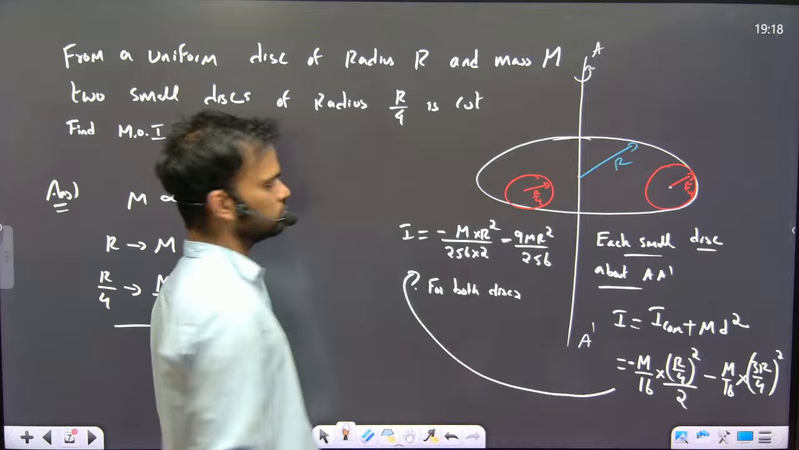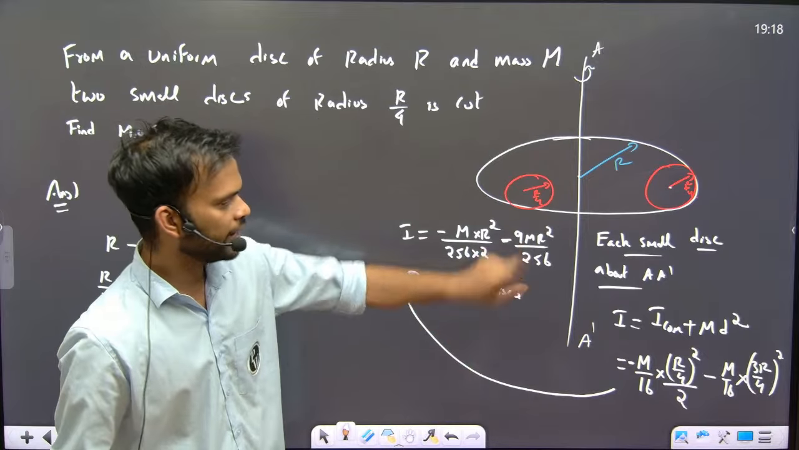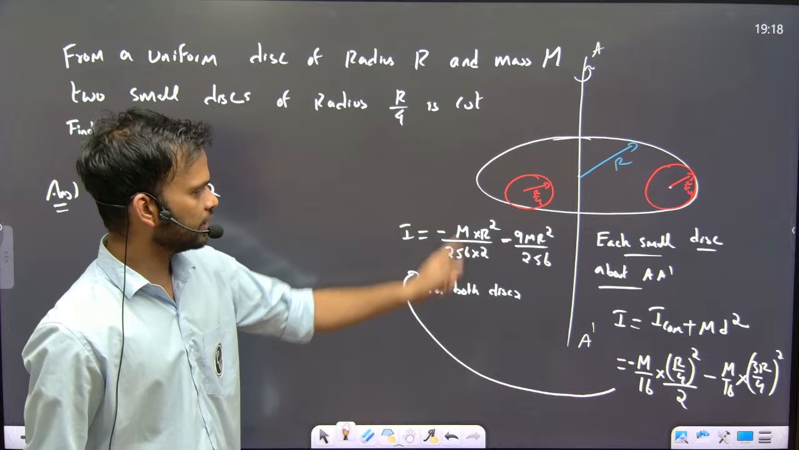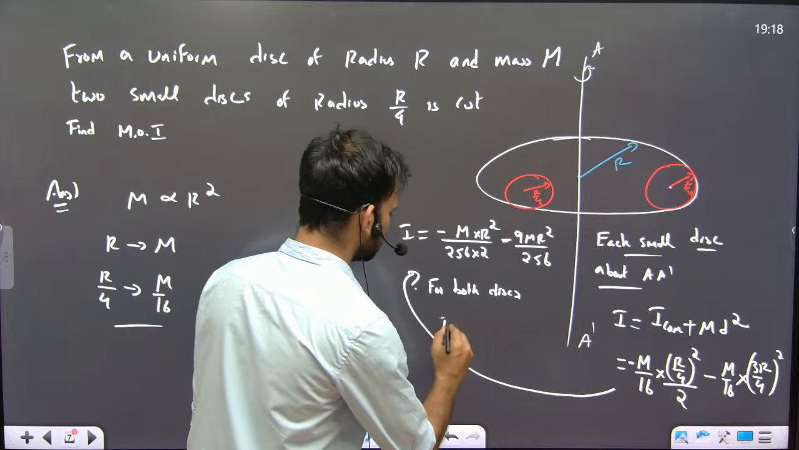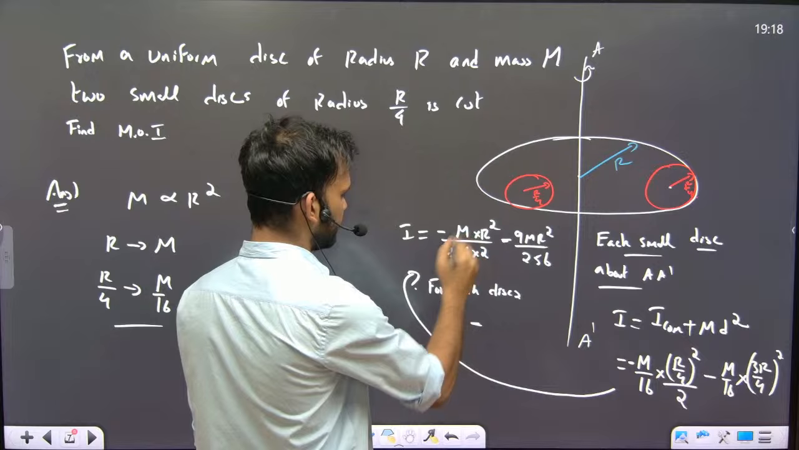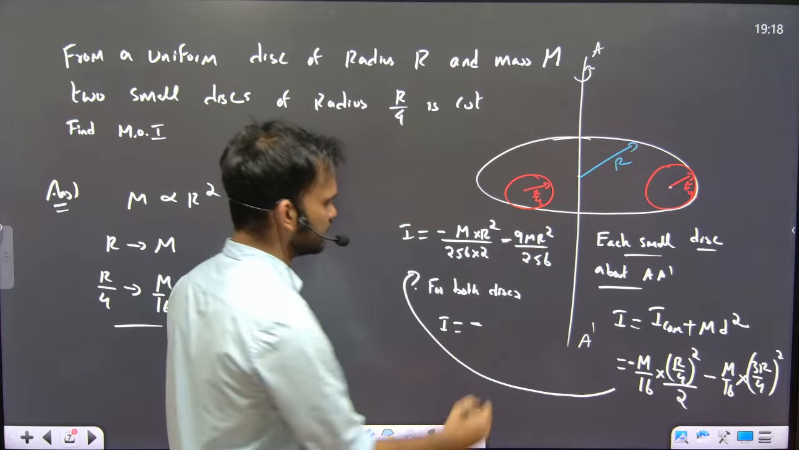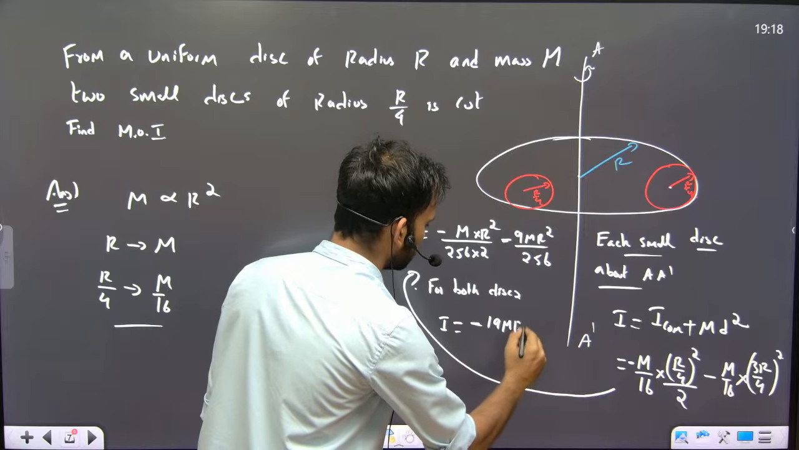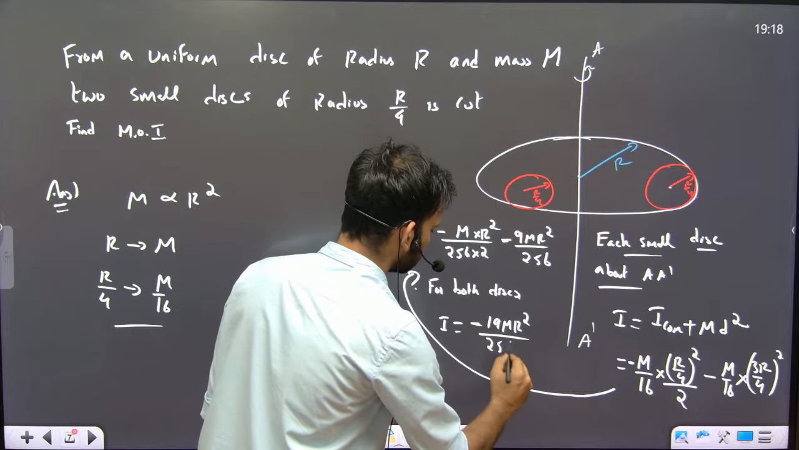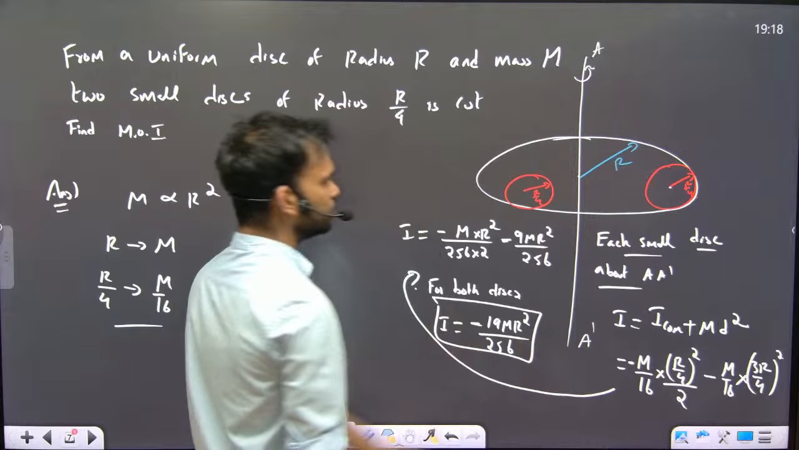So multiply by 2. I'll get this as 2 9s, which is 18. So it becomes minus 18 mr square by 256, and this becomes minus 19 mr square by 256. Then the moment of inertia of both negative mass disks.